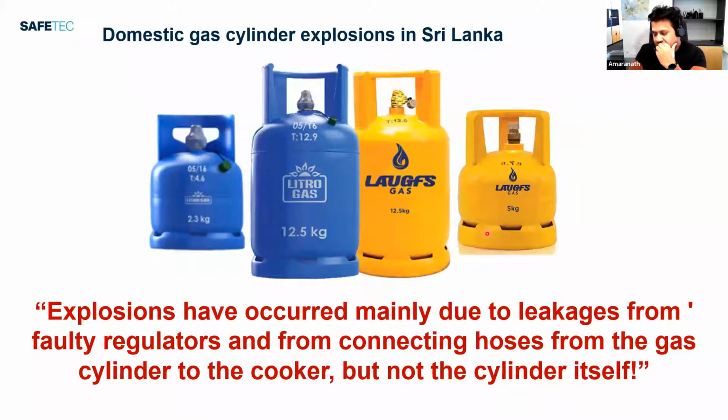So this was the conclusion from the companies, but they haven't thought about the pressure in the gas cylinder and the composition in the gas cylinder, which are also important for the operation of, for example, the connecting hose, the regulator, the cylinder valve, and also the cooker at the end. If you have a higher pressure in the cylinder, that of course will influence the reliability and the performance of the other equipment connected to the gas cylinder. So this was very sad, but this is what happened in Sri Lanka.